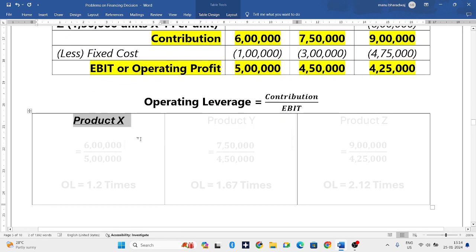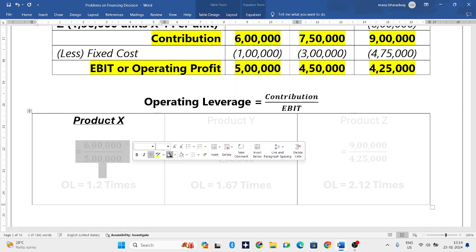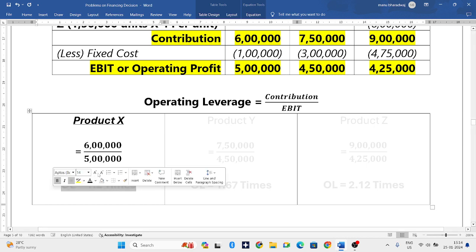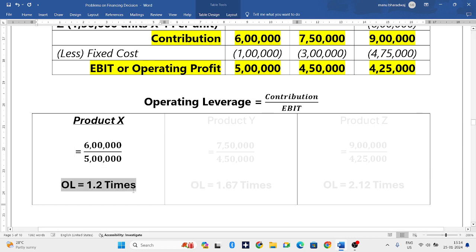First product X. Contribution is 6 lakh rupees, EBIT is 5 lakh rupees. So 6 lakh divided by 5 lakh, the operating leverage will be 1.2 times. So for product X the operating leverage will be 1.2 times.